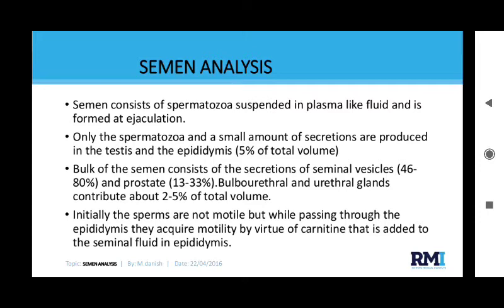Initially the sperms are not motile, but while passing through the epididymis, they acquire motility by virtue of carnitine that is added to the seminal fluid in the epididymis. Once the sperms travel from the rete testis to the epididymis, they stay for around 18 to 24 hours. In that period, hitherto immotile, they acquire motility by virtue of carnitine added to the seminal fluid by the epididymis.